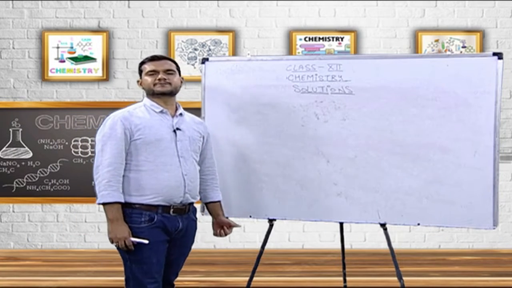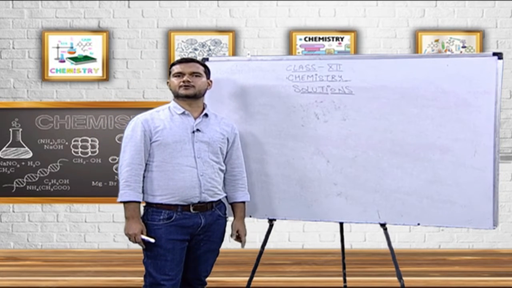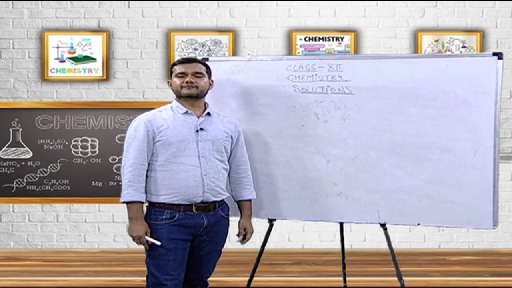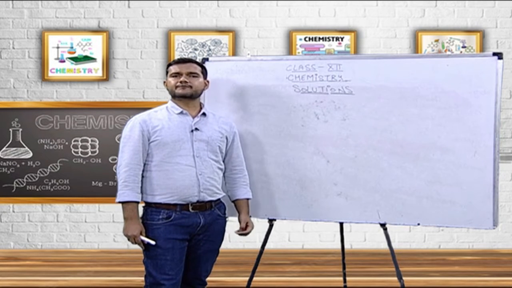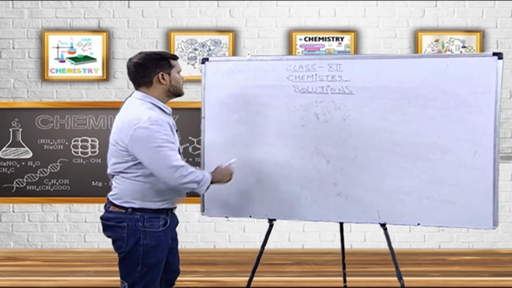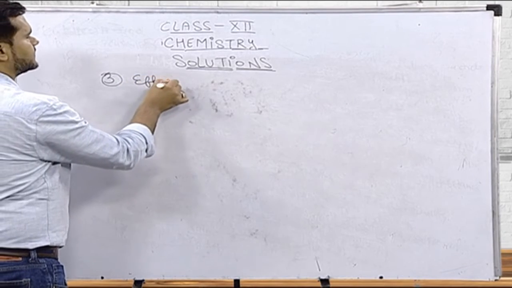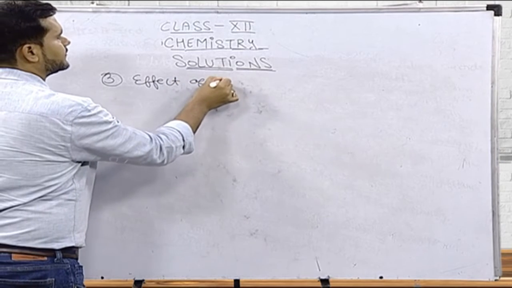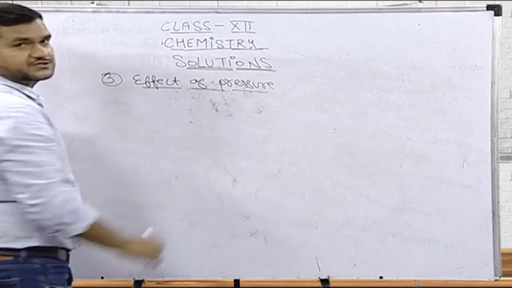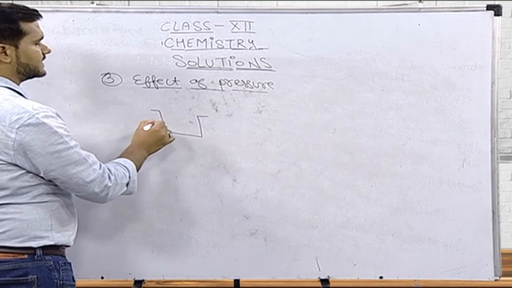So in the previous meeting we were discussing the factors affecting the solubility of gases in solution or in liquids. We have done two factors. Now we are moving on to the third factor, that is the effect of pressure. Now how does the solubility of gases depend on pressure? Let us understand this with the help of an example.